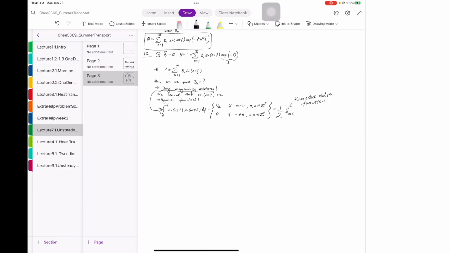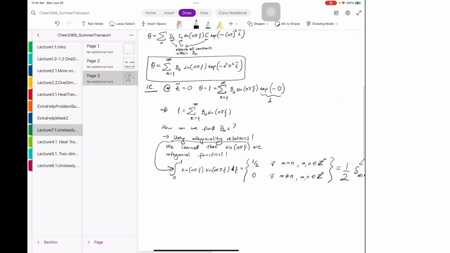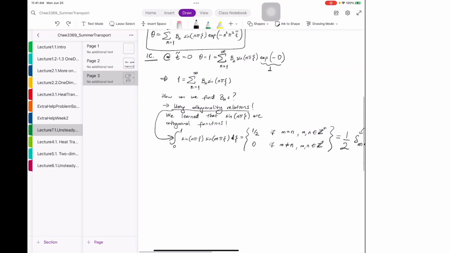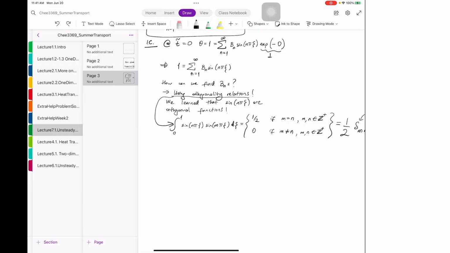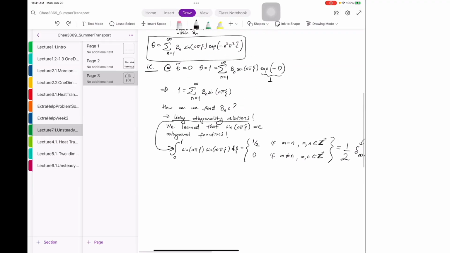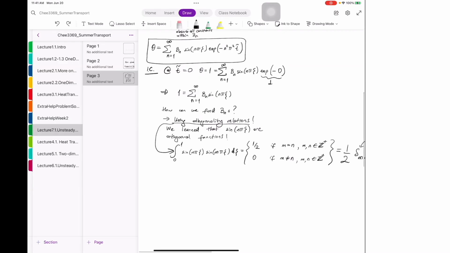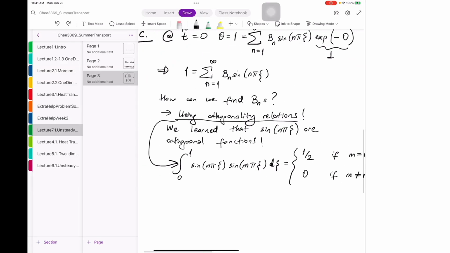So how are we going to make use of this? We are going to basically take the integral of this equation on both sides with respect to sine m pi psi, so that I'm going to get rid of all the terms which are not equal to m, but only the term which is equal to m is going to survive. So let's write it down here. We're gonna make use of this.